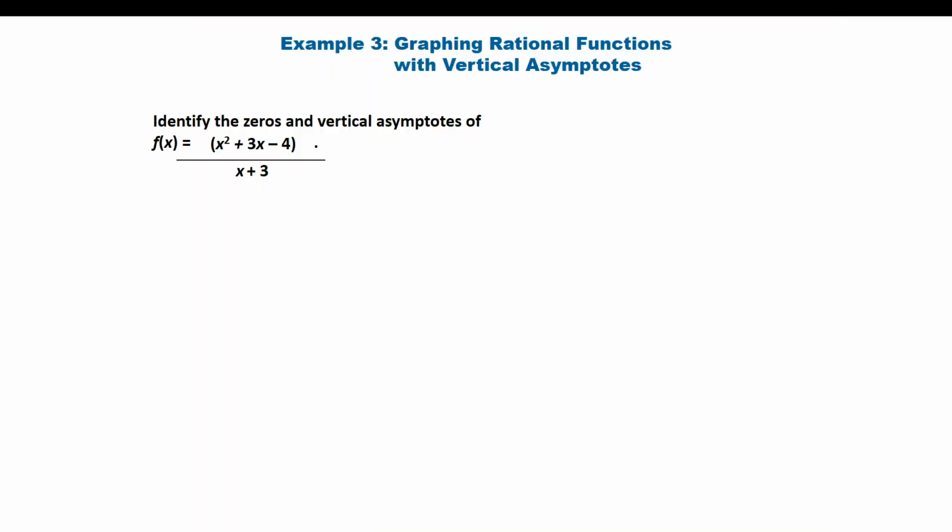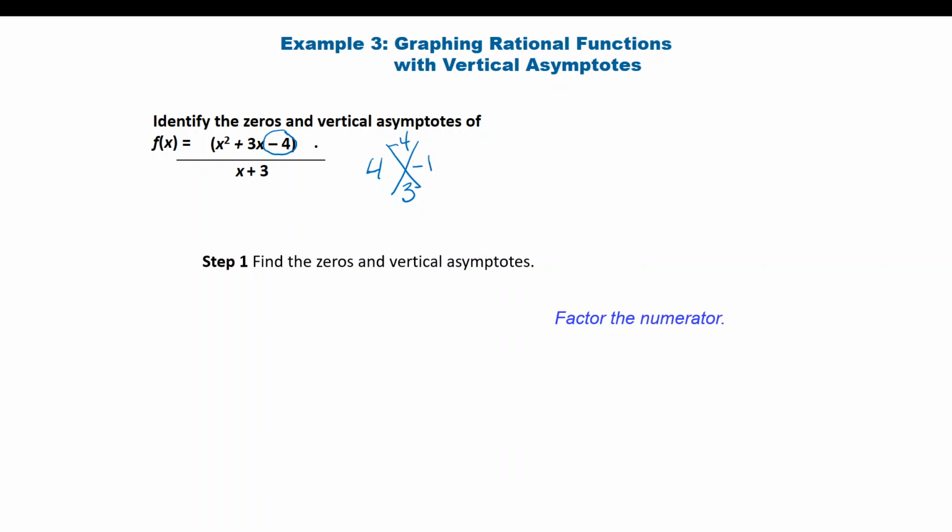Okay, so let's try an example working with these. It says to identify the zeros and the vertical asymptotes of this function. All right, so the first thing we want to do is find the zeros and vertical asymptotes. So what we need to do is factor the numerator. Now remember, to factor our numerator, we're going to have to find two numbers that multiply together to get negative 4, add together to get 3. Well, I think that would be positive 4 times a negative 1. There we go. So we could put that into the factored form, x plus 4, x minus 1 over x plus 3.